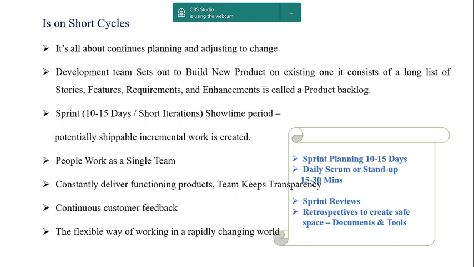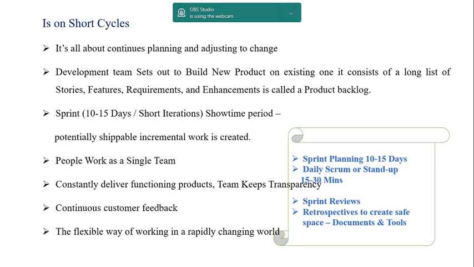Sprint, I said, is what we are going to plan for the week; it is about 10 to 15 days, a short iteration plan. We are going to achieve it in the 15 days. So that is the entire plan for what we are going to achieve for the next 2 weeks. In a short time period, potentially shippable incremental work is created. So that is what we are going to deliver to a client after 15 days.